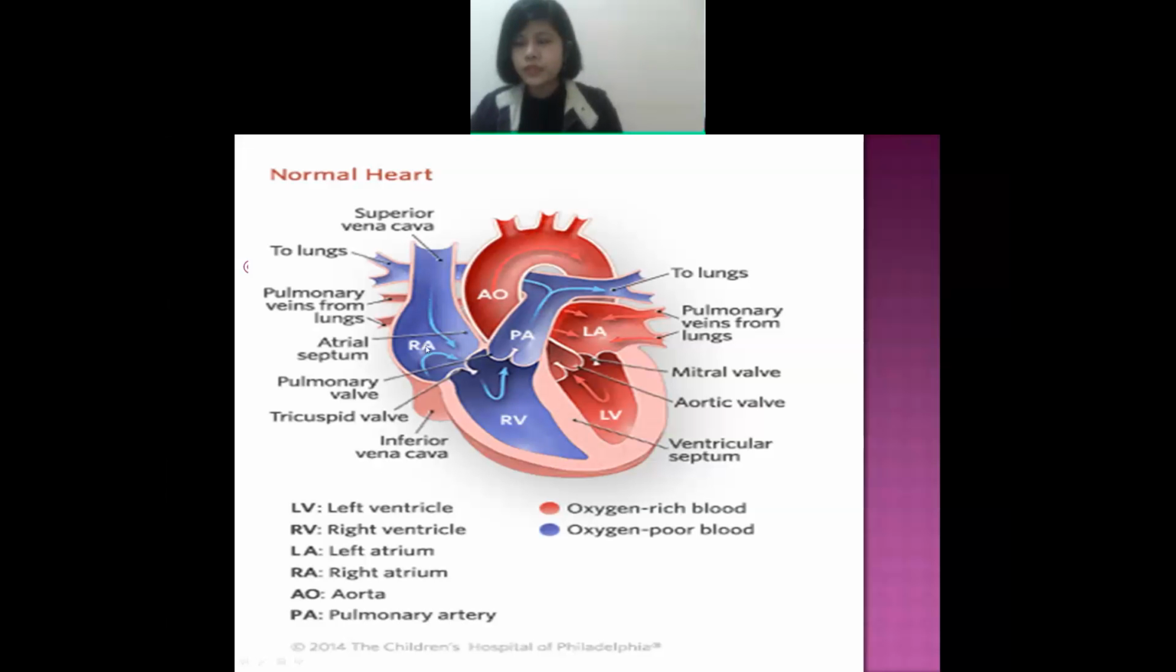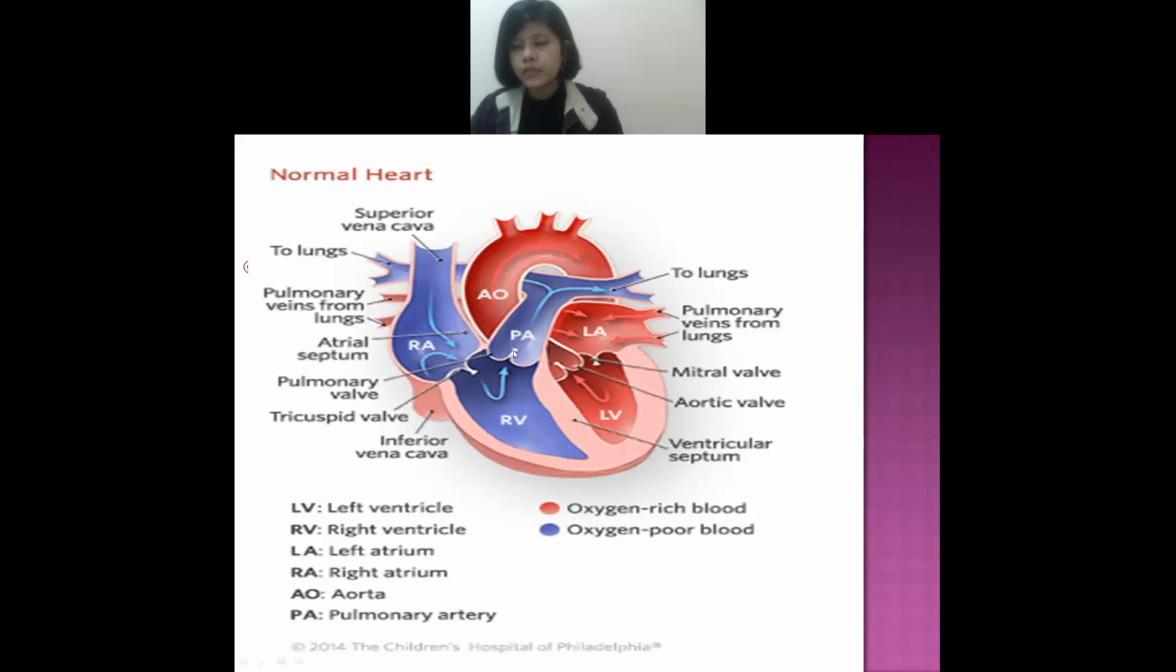Understand? Right atrium. Then, as soon as it enters the right atrium, there is a door or a pathway which is known as the tricuspid valve. So, as soon as the tricuspid valve opens, what will happen? It will go down again, which is known as the right ventricle. This is the right ventricle. Then again, it will go up, that is, to the pulmonary artery.